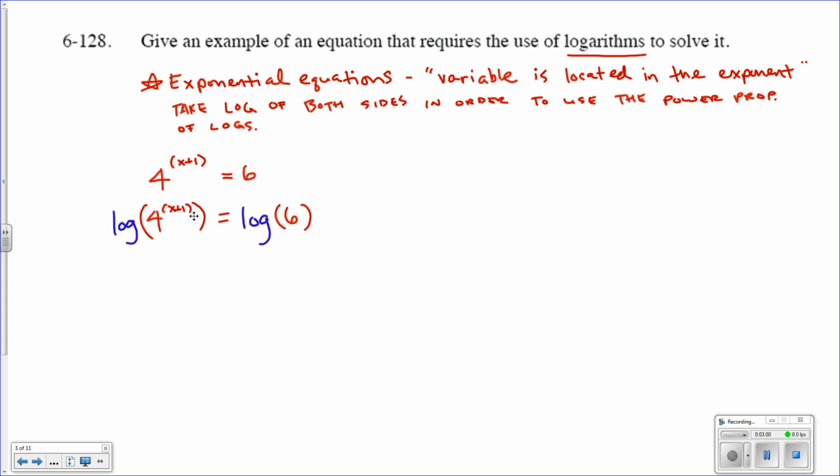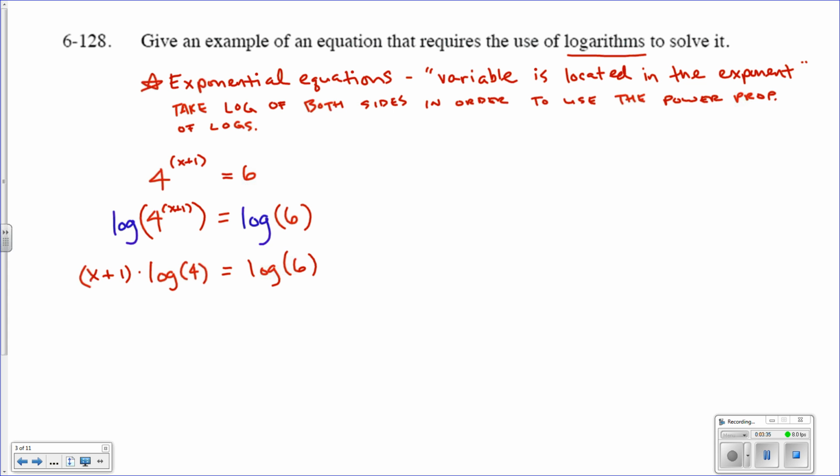Then the power property states that if we're raising some number to an exponent, when we take the log, it's equivalent to multiplying whatever value is in the exponent times our log. This is an illustration of the power property of logarithms. On the other side, there's nothing there, so we just have the log of 6 still.